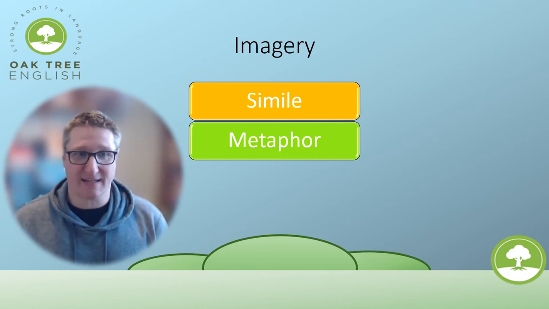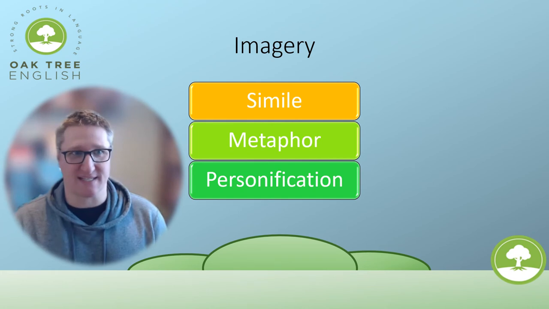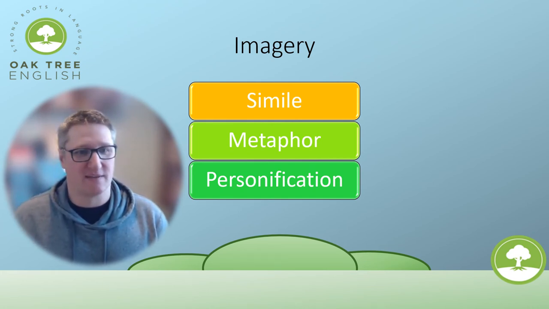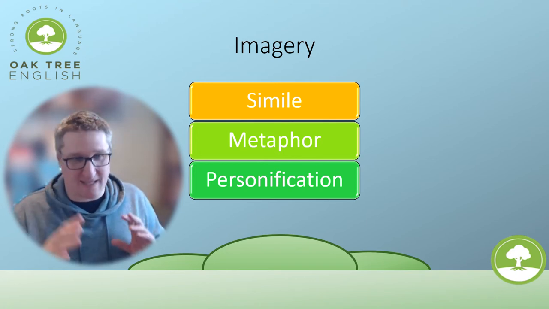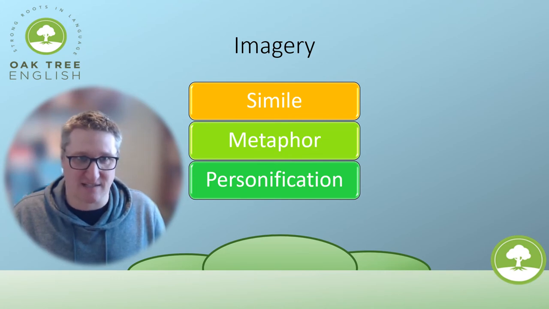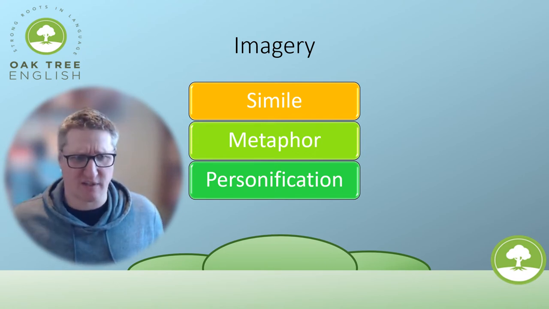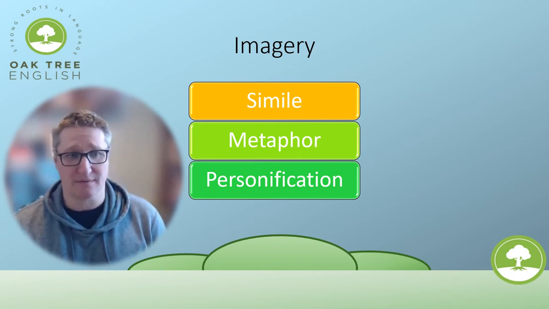A subset of that is personification. Here I'm going bang up to date, well, you know, 1960s, with an example from the Beatles. Personification is where you give inanimate objects human characteristics. So, for example, the Beatles song While My Guitar Gently Weeps is a personification because a guitar cannot weep. It cannot cry. It does not have tear ducts. It is unable to do such a thing.